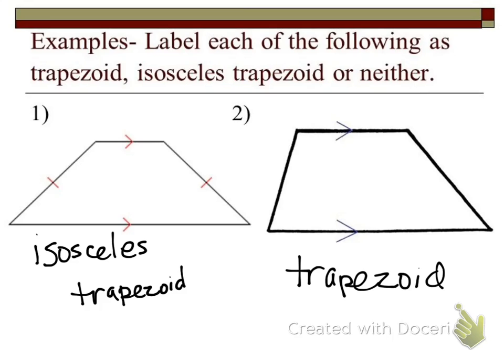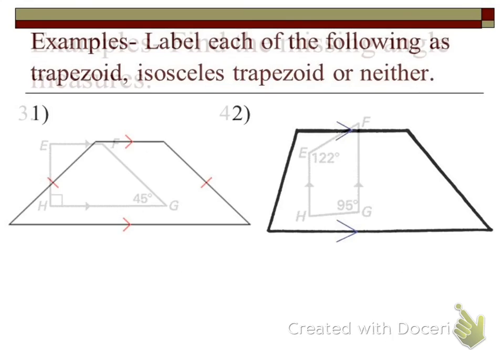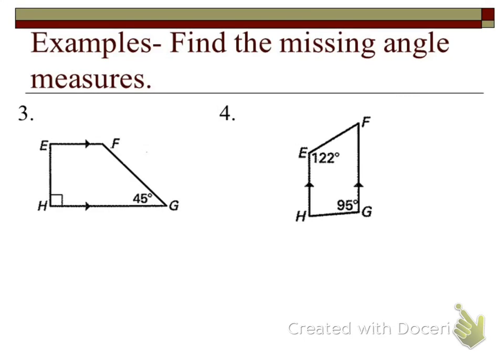What are your questions? All right. Here's example 3 and example 4. We are supposed to find the missing angles.